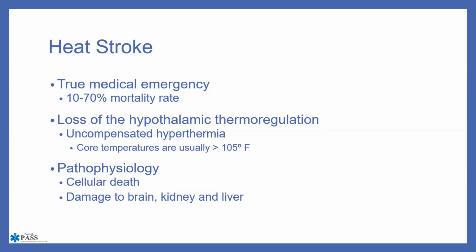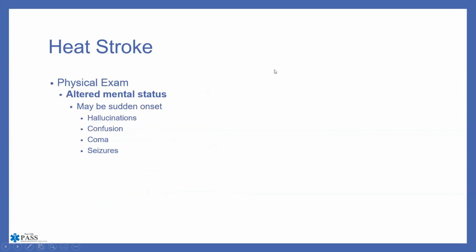If that gets over 105, then that is known as uncompensated hyperthermia. Their body's basically not able to keep up, and now their temperature is just rising. So what happens is we get cellular death, and that cellular death occurs in the brain, the kidney, and the liver. Your body is going to end up shutting down, and we have multiple organ failure because the body temperature just remains too high. How do they look?